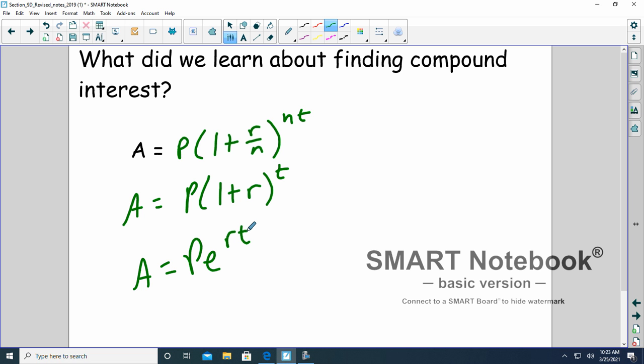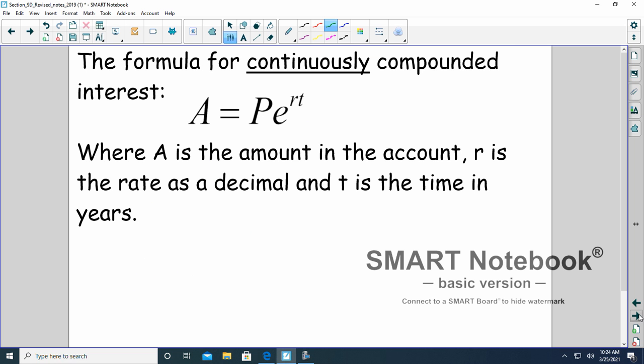A equals P times the exponential raised to the RT. A lot of times they call this the PERT equation. It looks like it spells the word PERT. The RT is a raised exponent. This means it's continuously compounding. So that's kind of the ins and outs of it.